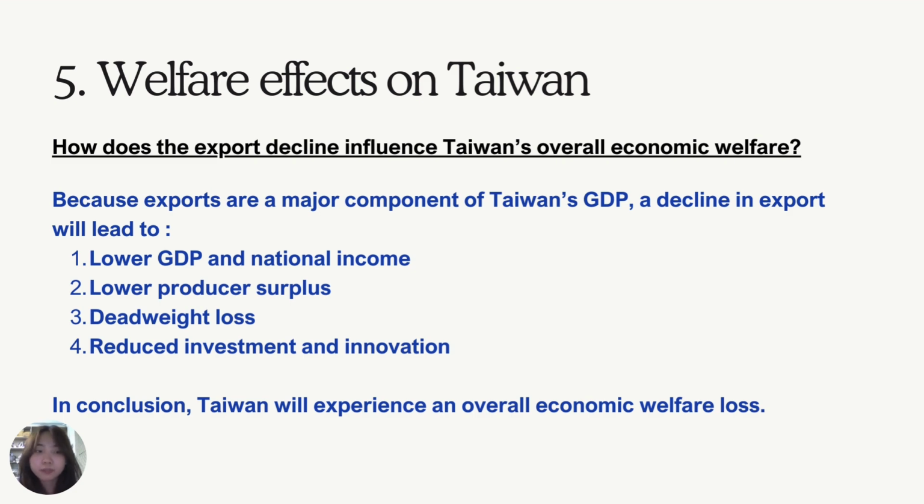In conclusion, export decline will cause a significant reduction in Taiwan's overall economic welfare.